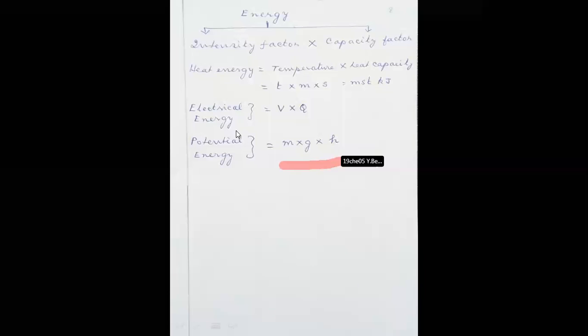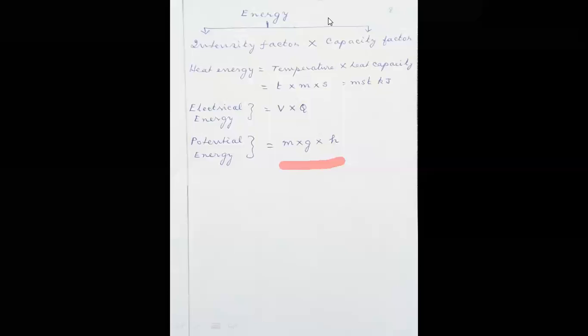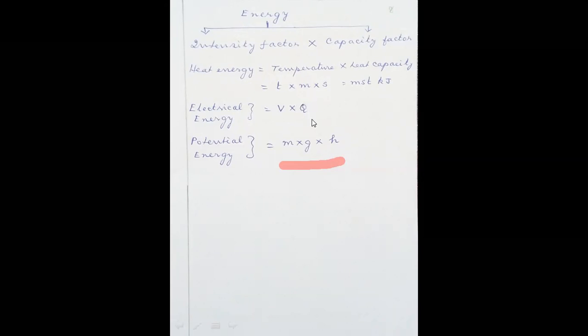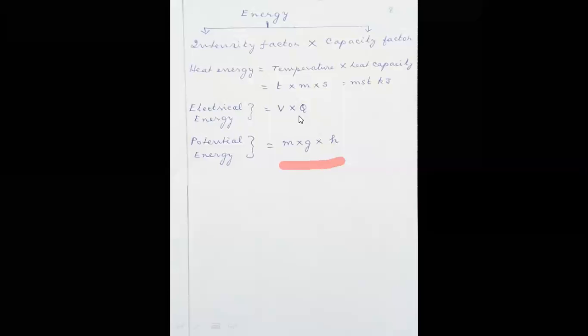Suppose electrical energy. Voltage is the intensity factor. Quantity of electricity is the capacity factor. What is the quantity? Quantity is current into time. Current is expressed in ampere. Voltage is the potential difference. Suppose 1 ampere current is passed for 1 minute, so 1 ampere into 60 seconds. This is the quantity of electricity in coulomb, and multiplied by voltage it will give you the electrical energy.